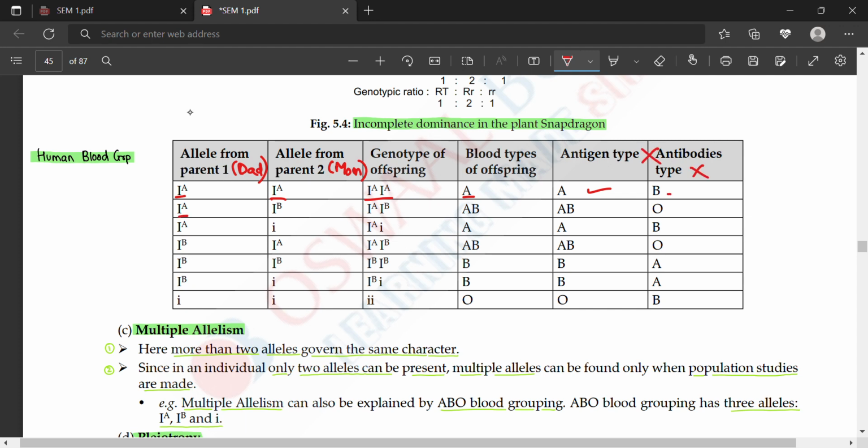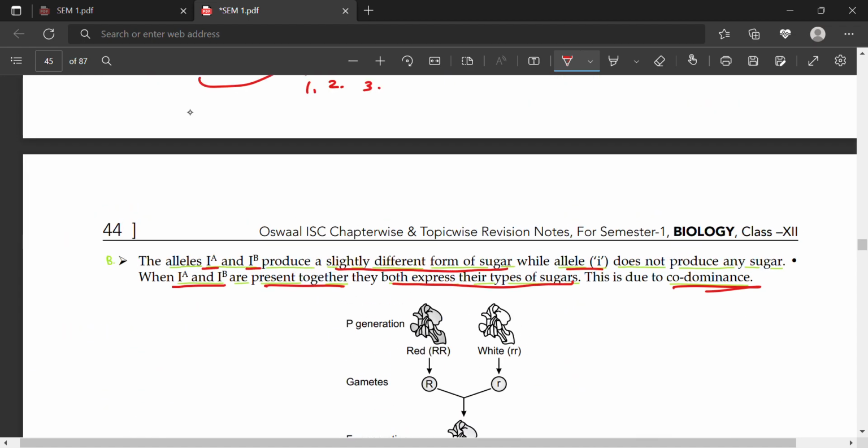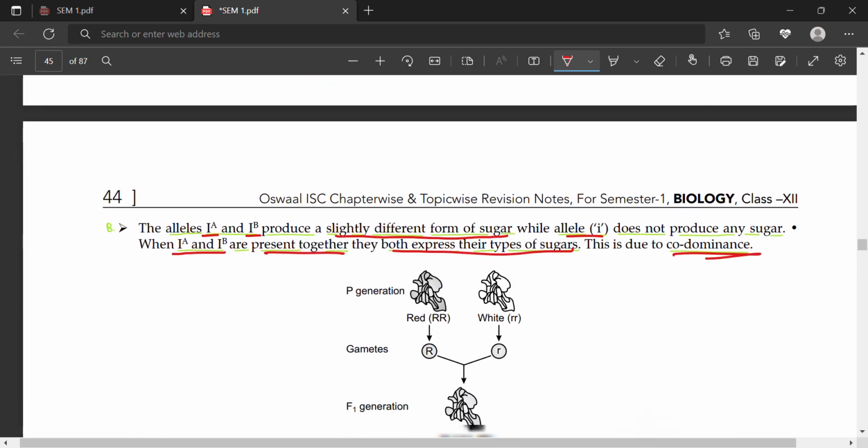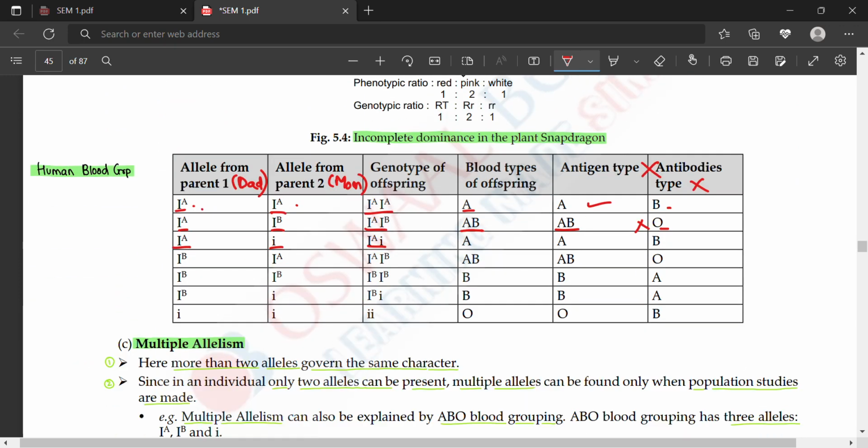Suppose dad has IA and mom has IB, you can have both. So the blood group will be AB, the antigen will be AB, and the opposite of this is O. Then there is small i with IA. Now we learned that IA and IB produce different types of sugars, but small i does not produce any sugar, so it won't have much effect, so it will be blood group A and the antibody B. IB, IA, again IA, IB, will have AB blood group, antigen is AB and antibody is O.